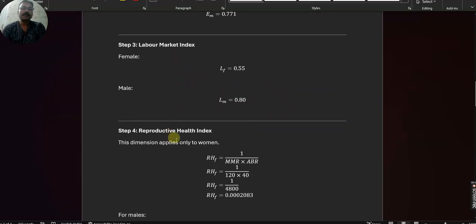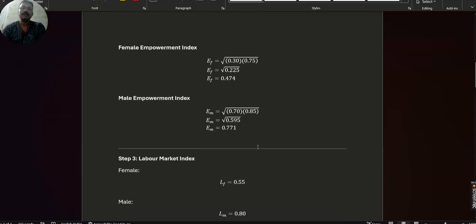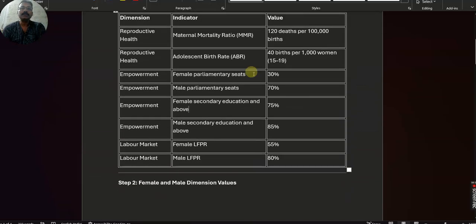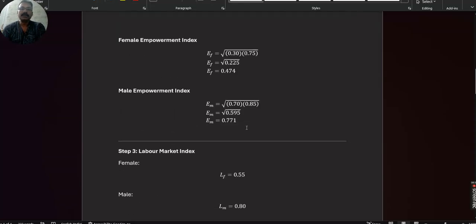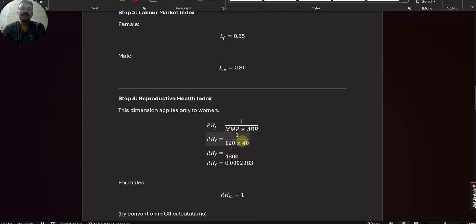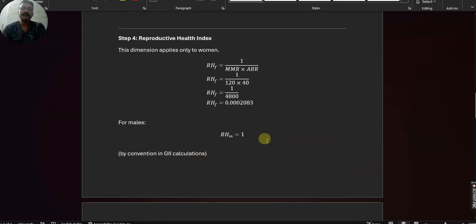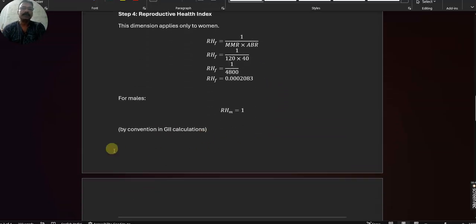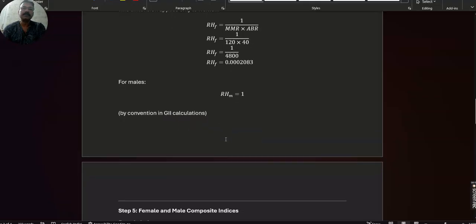But for the reproductive health index, we need to calculate it this way. The reproductive health index for the female is 1 by MMR into ABR, that is, 1 by maternal mortality ratio into adolescent birth rate. So the value is like this. Putting the values in, we get the result. And for male, it is taken as 1 for mathematical convenience in GII calculations.